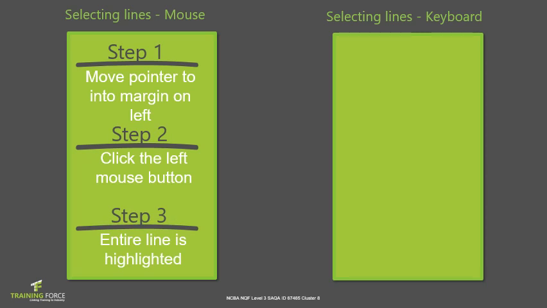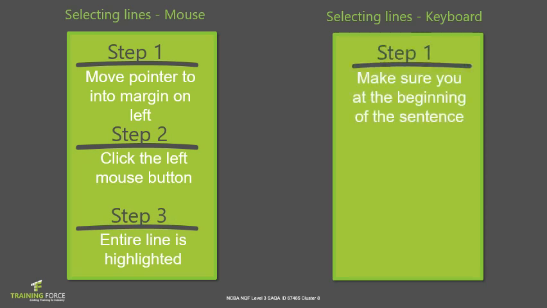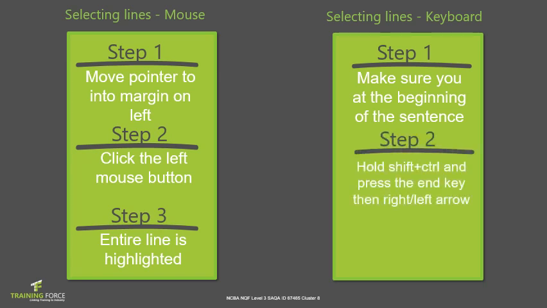Using the keyboard, make sure once again you're at the beginning of the sentence, hold Shift and Control and press the End key and then the right or left arrow, depending on the direction, to highlight the entire row.